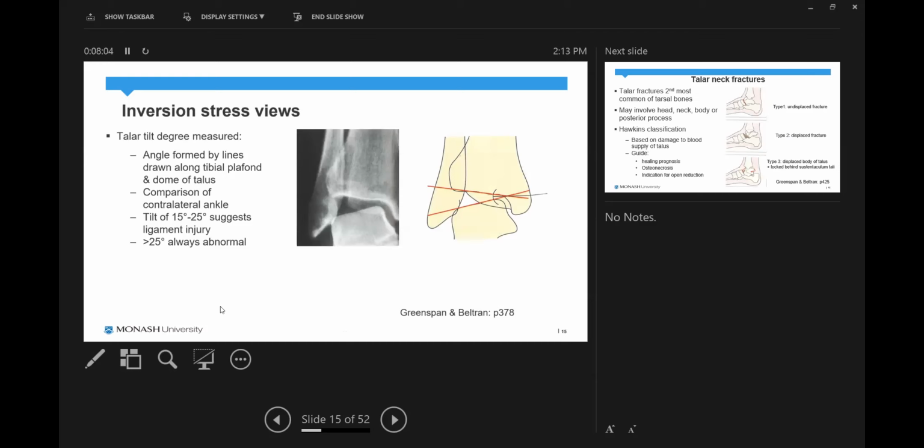Now, when stress views are taken, the reason for that is to look whether there's some tilt within the talar, and the angle is formed by lines drawn along the tibial plafond and also the dome of the talus. And it's quite useful to do comparison views of the contralateral ankle. A tilt of 15 to 25 degrees suggests that there is ligament injury, and if it's greater than 25 degrees, that is always abnormal. And this you will find in the textbook by Greenspan and Beltran, and that's also available as an ebook online.